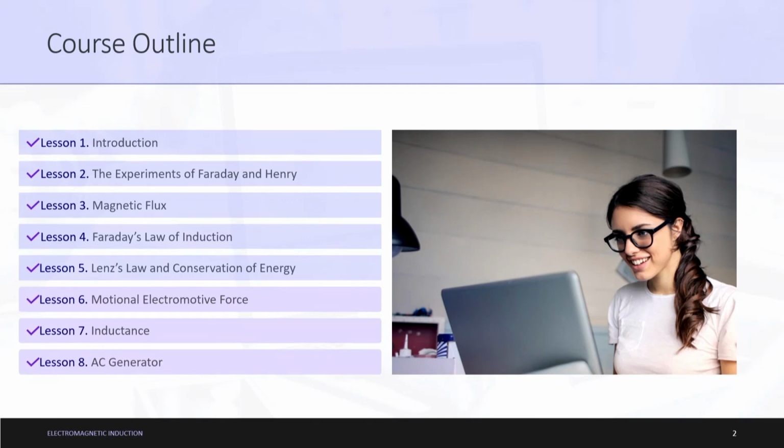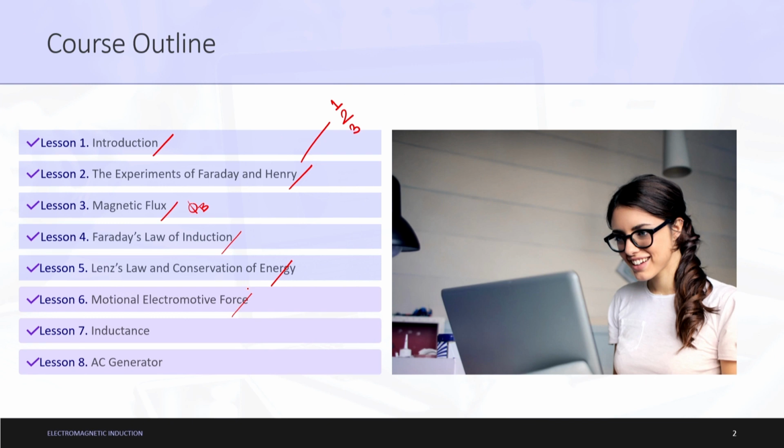So, a little bit about the course outline we were talking about in the previous lecture. We started with the introduction, that is the definition of electromagnetic induction, followed by the experiments of Faraday and Henry. There were 3 experiments, 1, 2 and 3. Followed by magnetic flux, that is what is phi b, the formula of phi b. Then Faraday's law of induction, which states the EMF produced due to the magnetism involved. Next is Lenz's law and conservation of energy, as in why the conservation of energy, how is the energy converted from one form to another.